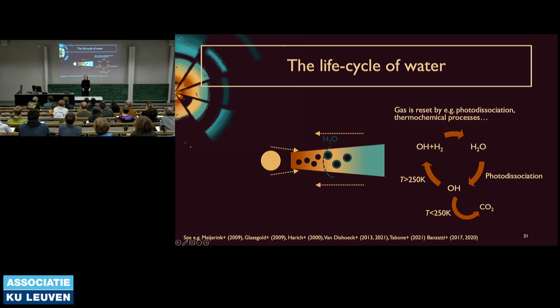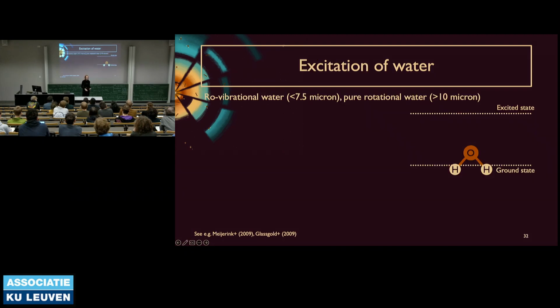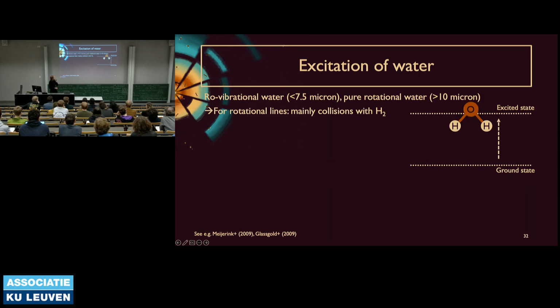So you formed your water. Now it needs to be excited so that you can see it. In the near IR and the mid IR, there are essentially two motions of the water molecule that you can see. So there's ro-vibrational water, so it's vibrating and rotating. And then there's pure rotational water, which is at wavelengths longer than 10 micron. Pure rotational water is what I will be talking about most today. And this is mainly excited through collisions with the hydrogen molecule. So it gets to an excited state, and then as it decays, it emits a whole ladder of water lines at different wavelengths.